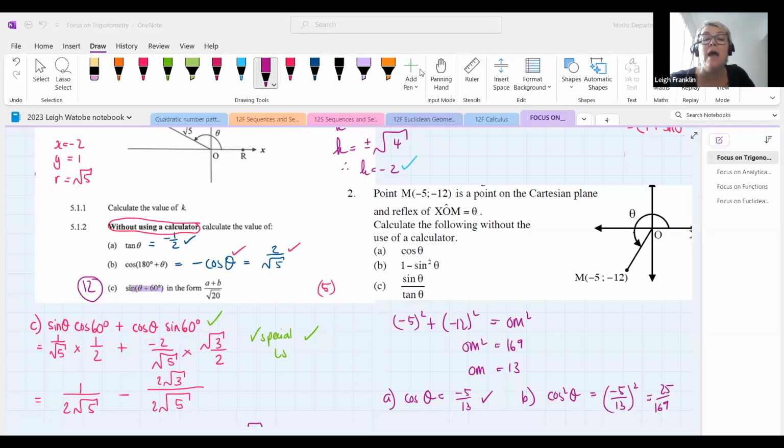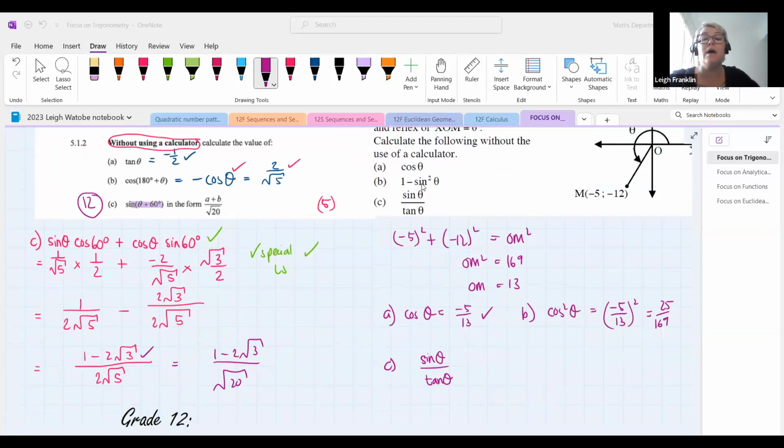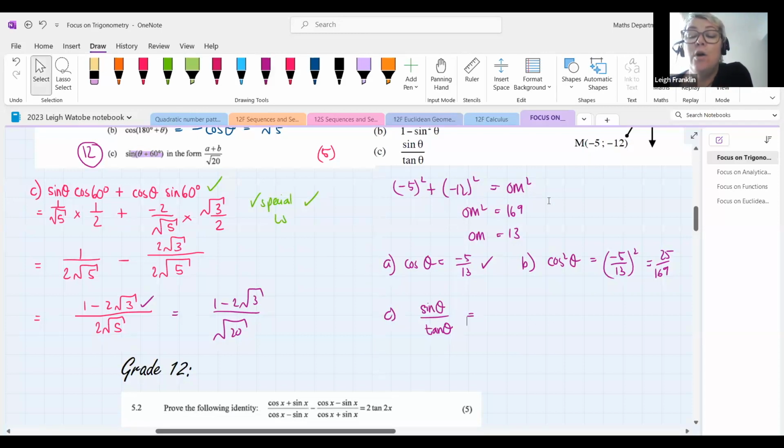Good. Well done. And then what did you guys do with question C? What did you do with question C? Sine theta over tan theta. Did you use the tan identity? Nothing wrong with that. I think in this situation, it would have been okay for us to use the tan identity, or if we had said, well, sine theta is y over r. So that gives us negative 12 over 13 in this case.